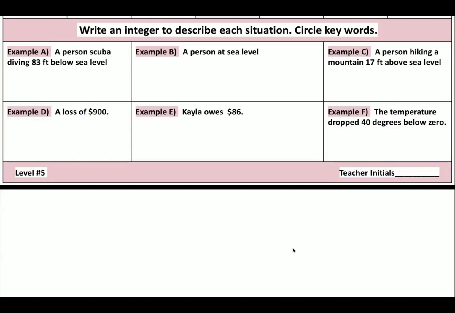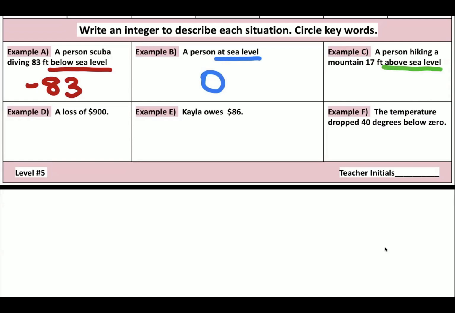A says a person scuba diving 83 feet below sea level. I know below sea level are keywords for negative numbers, so the integer I'll write is -83. Go ahead and complete the rest of these on your own, B through F, then come back to the video. Because this is level number 5, I'm going to move pretty quickly. Make sure you're pausing the video if you need more time, and check your work.